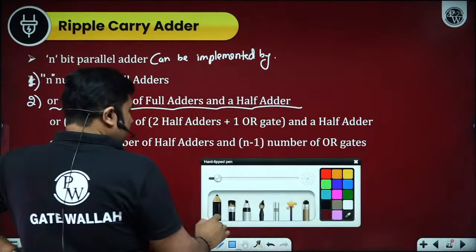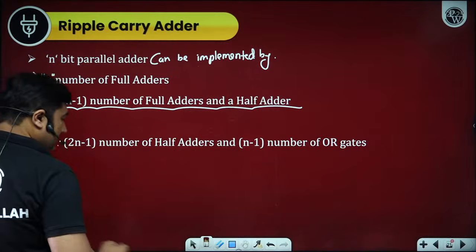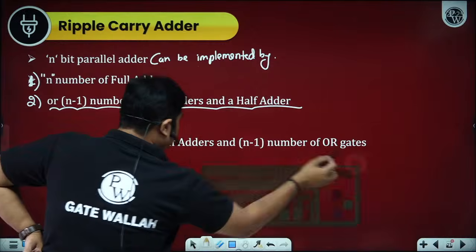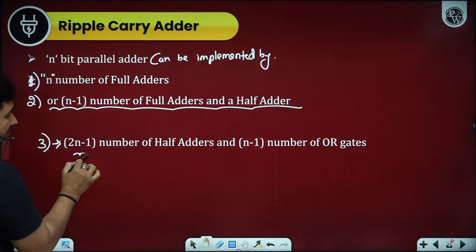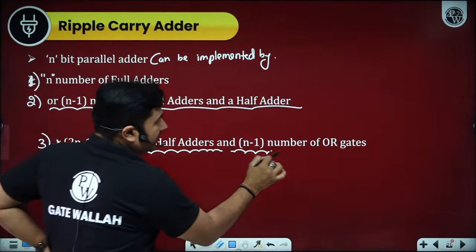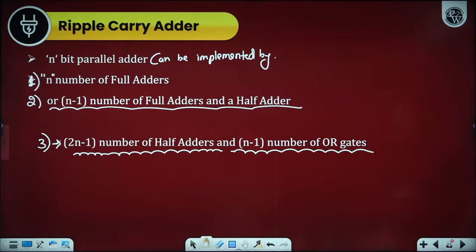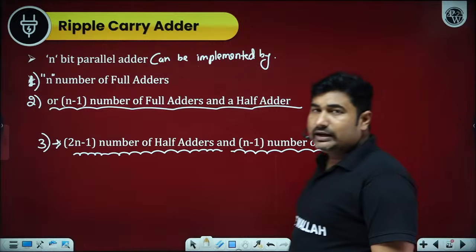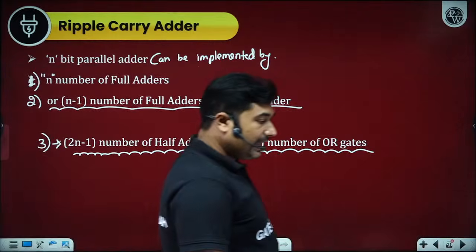Can I write like this? Yes, sir. We can implement it by using this, very important, asked many times. So always remember 2n minus 1 half adders and n minus 1 OR gates. How many of you able to understand, Betaji? 2n minus 1 half adders and n minus 1 OR gates can also implement an n bit full adder.